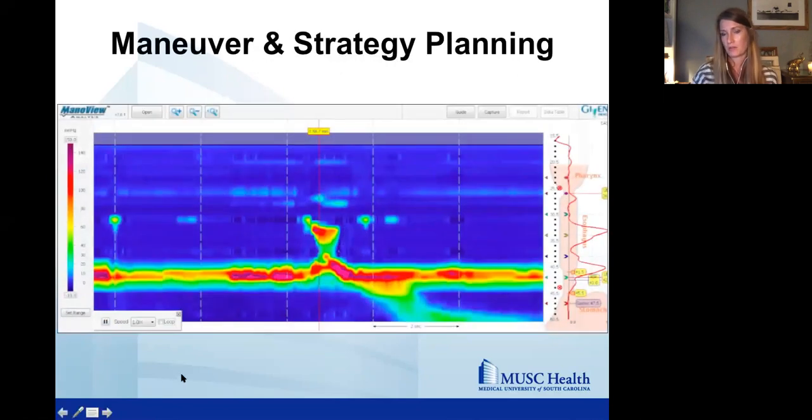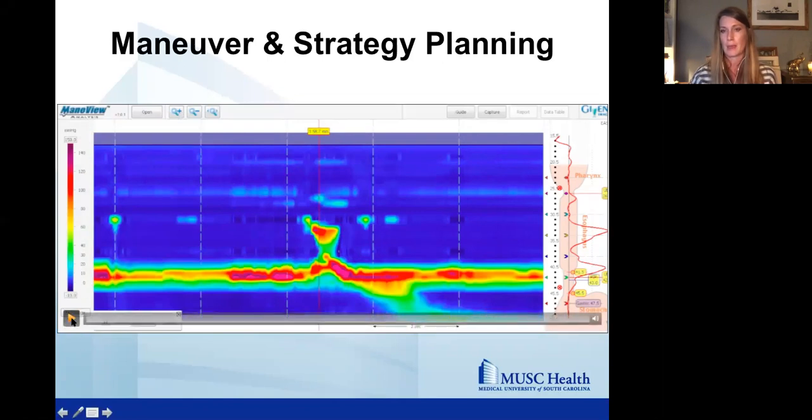So something that I found very useful in therapy is maneuver and strategy planning. We have very limited time in the videofluoroscopy room or even doing endoscopy or FEES. We have the whiteout during the swallow, so we can get good cues before and after the swallow. But I found that a really great way to plan strategies and maneuvers with patients is using manometry during their therapy sessions. I'm just going to show you this very quickly. I'm going to talk you through what you're seeing.